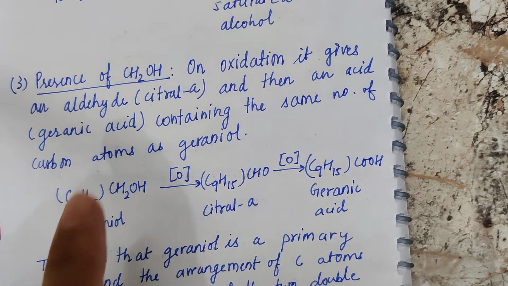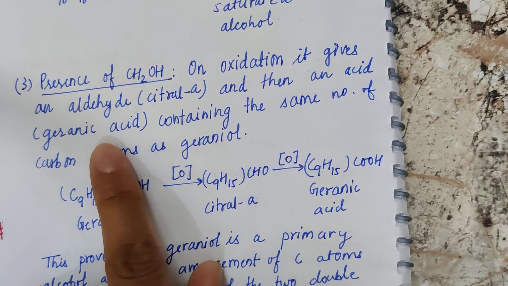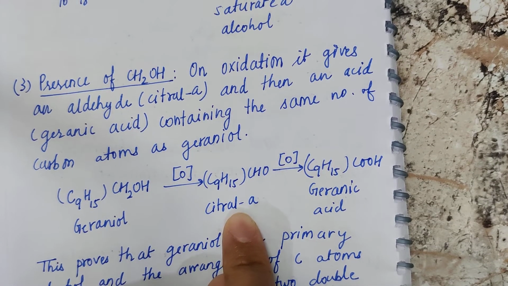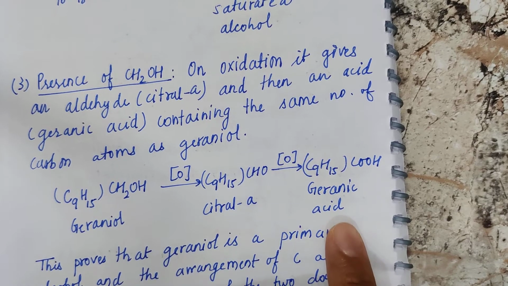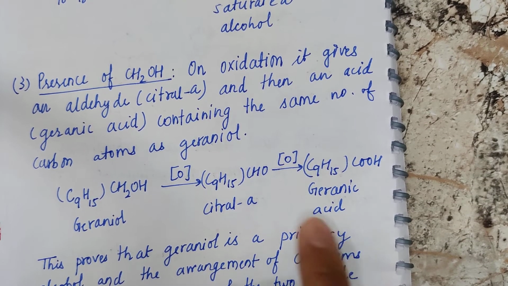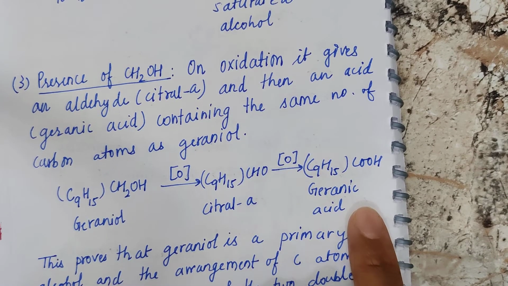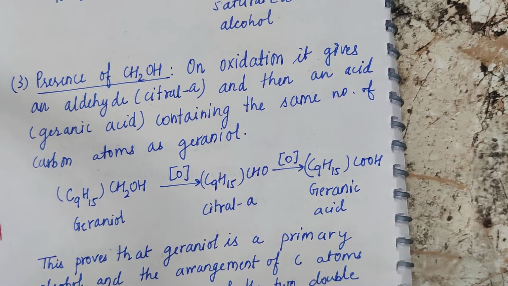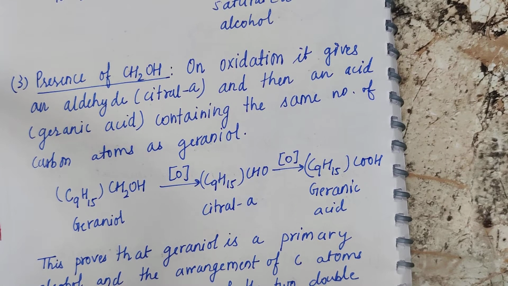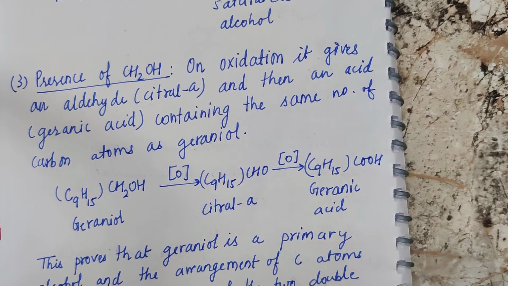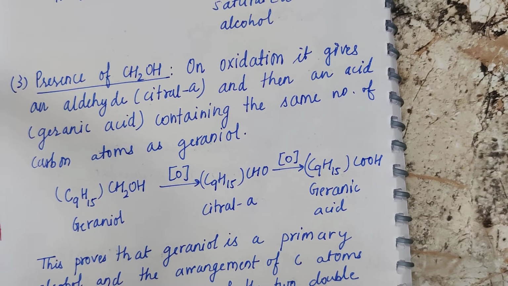So when we performed the oxidation reaction, citral A was obtained and then the geranoic acid was obtained, and all three compounds had the same number of carbon atoms. And since the structure of citral A was known long before the Geraniol structure, it was very easy to predict the structure of Geraniol.